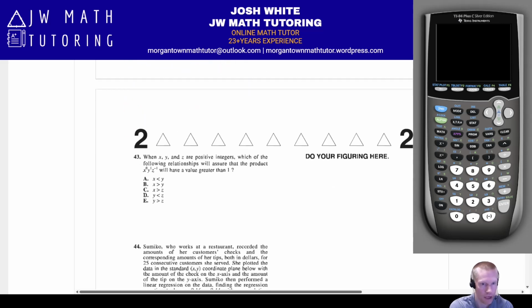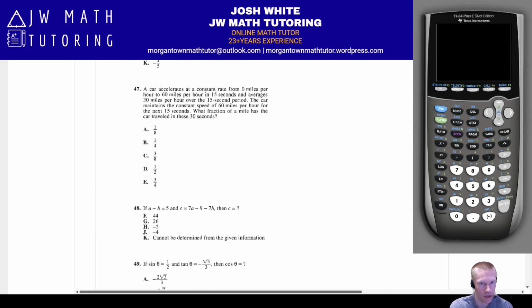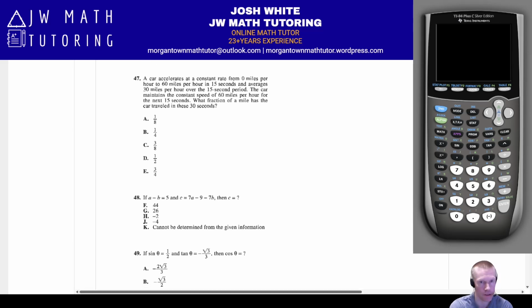Okay, let's look at the next one that I have picked out, question number 47. It's basically a rate, time, and distance problem, but it's got some unit conversions mixed in as well. A car is accelerating from 0 to 60 in 15 seconds, and its average speed over that period is 30 miles per hour. Then it maintains a constant speed of 60 miles an hour for the next 15 seconds. What fraction of a mile has the car traveled in those 30 seconds?